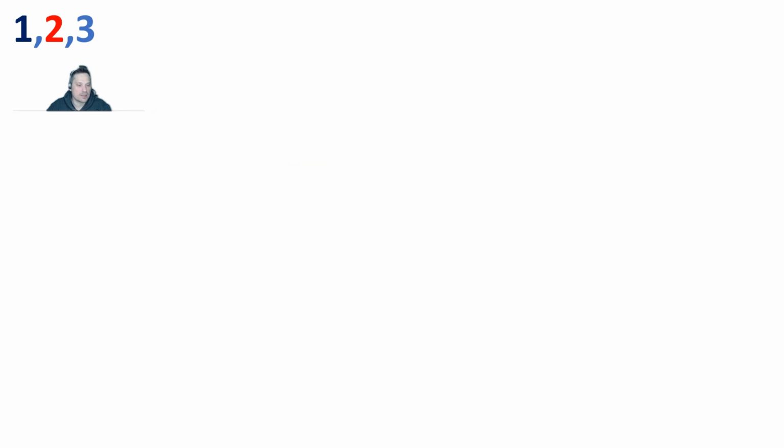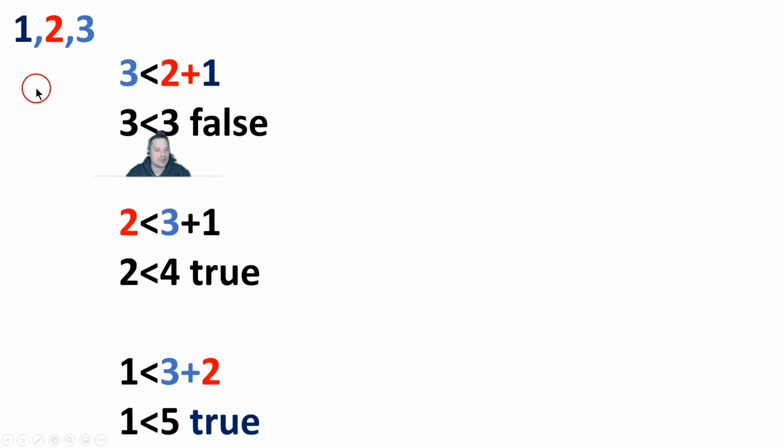So here I have 1, 2, and 3. The question is, can you make triangles out of these? So let's see. I'm going to do some basic tests. Is 3 less than 2 plus 1? Well, clearly that's false. On the bottom, is 2 less than 3 plus 1? Well, is 2 less than 4? That's true. On the bottom still. Is 1 less than 3 plus 2? Well, 1 is less than 5 is certainly true.